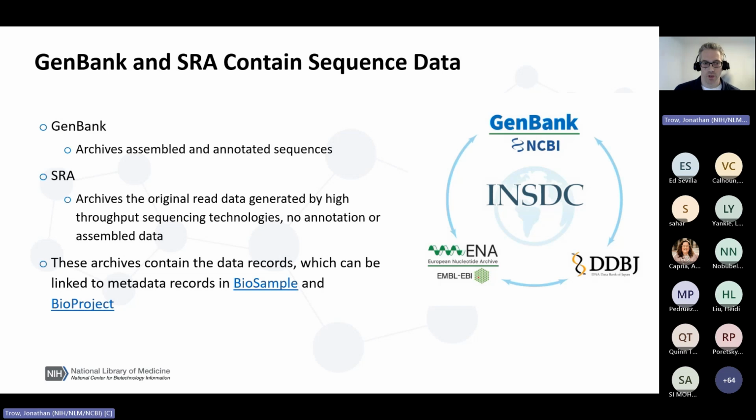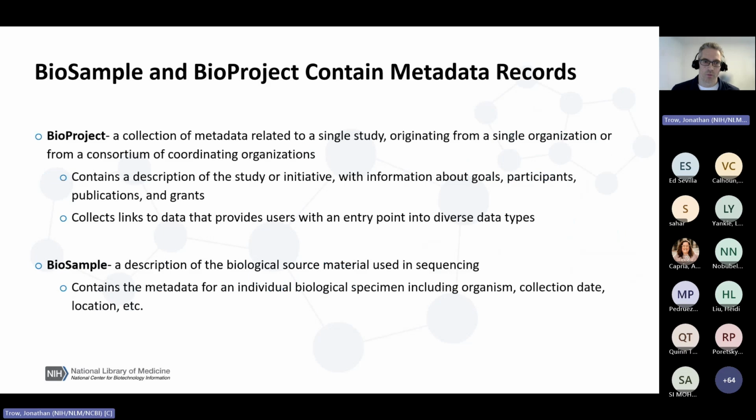So Genbank and SRA contain data records, but they can be linked to metadata records in Biosample and Bioproject. And this can sometimes be a point of confusion for submitters because Biosample and Bioproject do not themselves contain sequence data. They just contain metadata, but they can be linked to sequence data records.